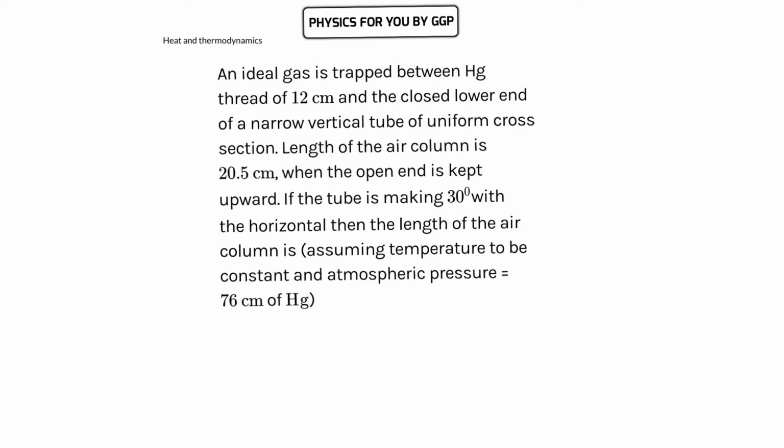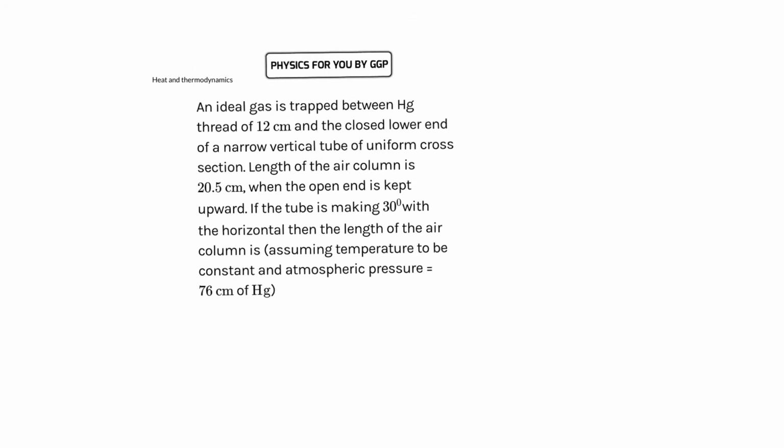So we can consider the situation given here. There is some amount of mercury column, and the length of that mercury column is 12 centimeter. On the lower end we have air, and the length of the air column is 20.5. This is an open end, so atmospheric pressure is acting in downward direction, and the pressure due to this 12 centimeter of mercury column is also acting in downward direction.